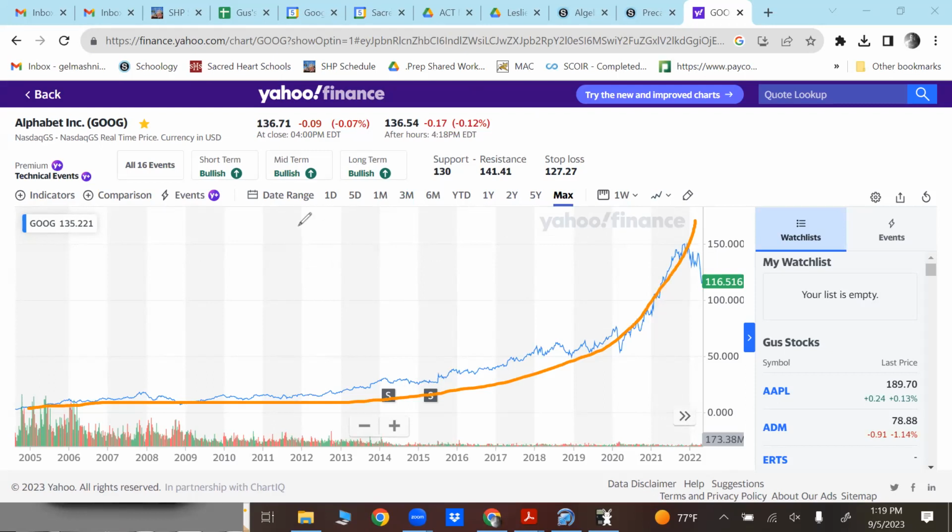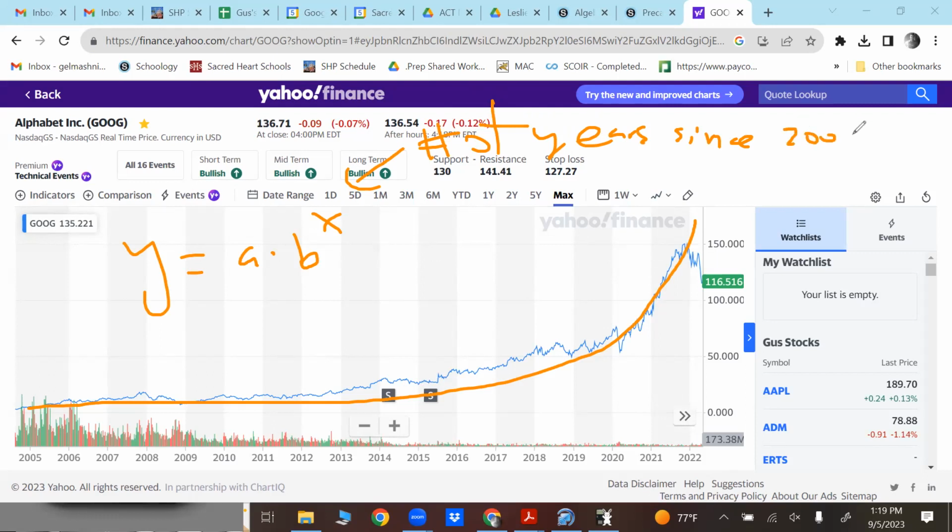Let's try and make an equation here. Y equals A times B to the X, okay? X will be the number of years since 2004. What year is it now? 2023, right? And what was the initial value? We'll say it's about $4. What's it worth now? We'll say about $150. And it took 19 years.